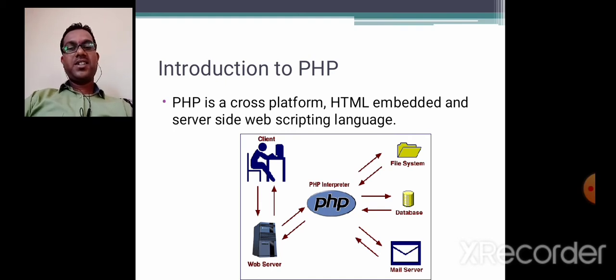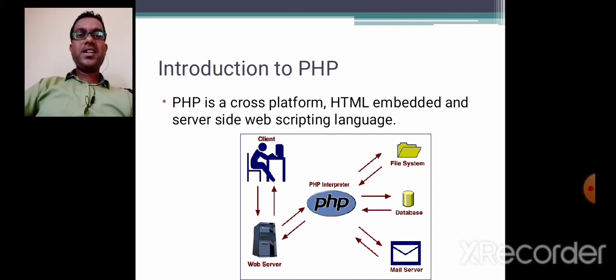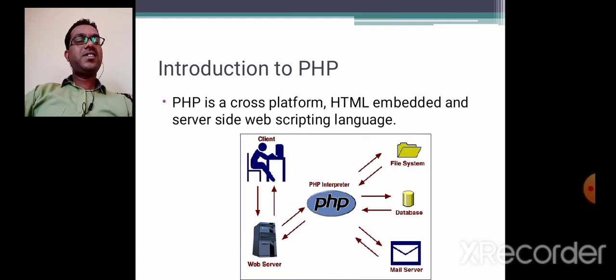A PHP file can contain text, HTML, CSS, JavaScript, and PHP code also. PHP code is executed on the server. The result is returned to the browser as plain HTML. A PHP file has the extension .php, like C has the extension .c. In the same way, in PHP there is .php, at the end there is the extension.